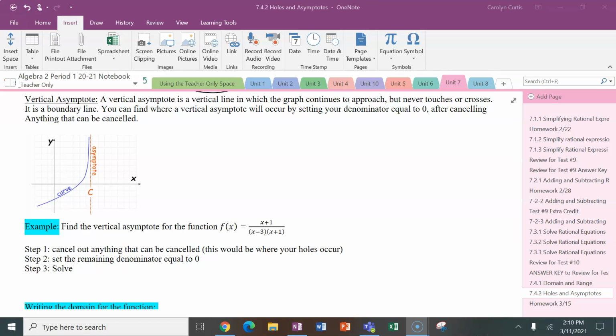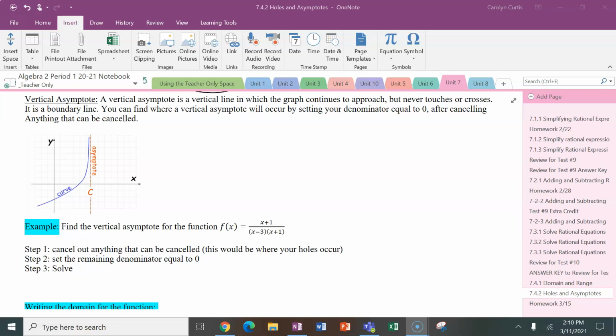The second place that you can have an x value that isn't on the function for a rational function is a vertical asymptote. So a vertical asymptote is the vertical line which the graph continues to approach, but it never touches and it never crosses. So it's a boundary line. You can find where a vertical asymptote will occur by setting your denominator equal to 0 after you cancel anything that can be canceled. Okay?